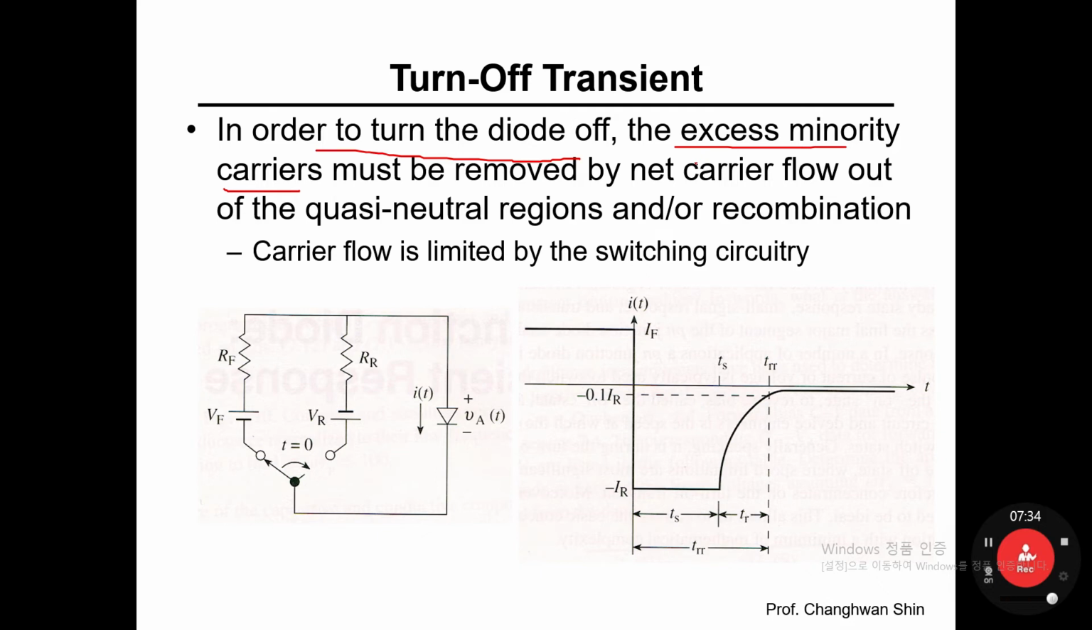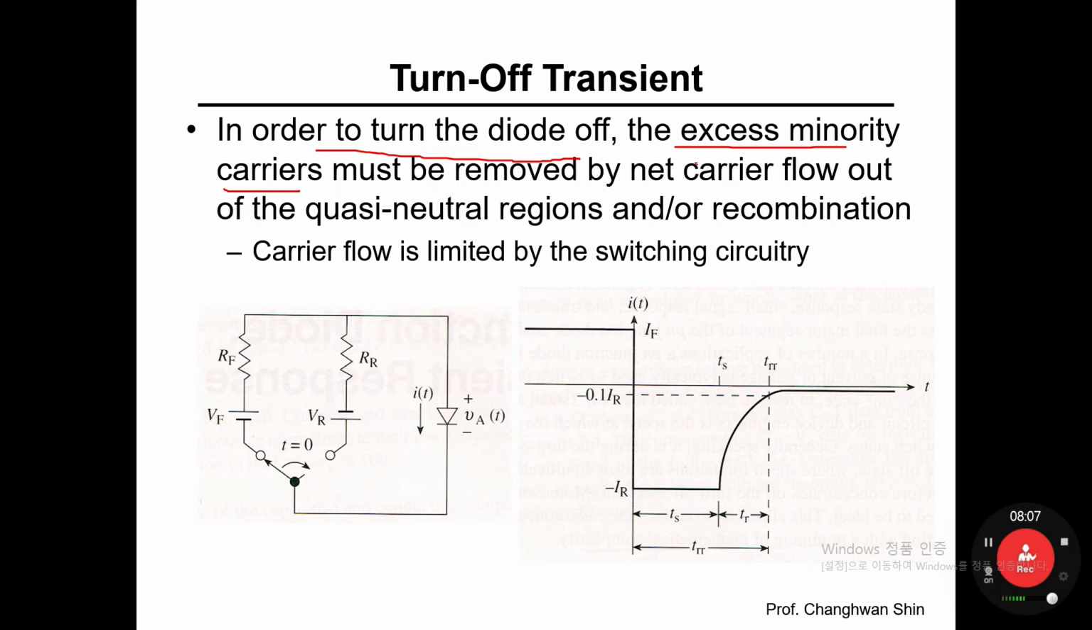But is it the only way to remove all the stored excess carriers in the quasi-neutral regions, by flowing the net carrier flow? Not really. There is another way. In the quasi-neutral regions, there is a sea of majority carriers. So suppose that, for example, from the P side, holes have been injected into the N side quasi-neutral region. So now the injected holes work as minority carriers.